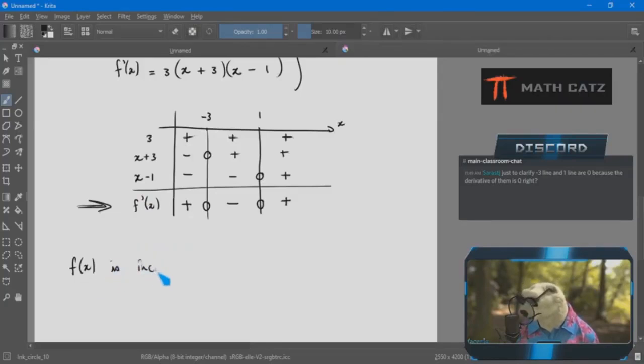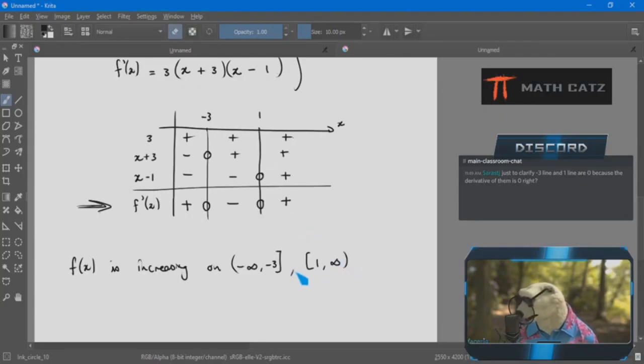F is increasing on, first interval, -infinity to -3. Infinity always gets a round bracket. -3 gets a square bracket because there is a point, but nothing past that. Then I'm going to turn downhill. 0 is okay. Downhill? No, that's not increasing anymore. And of course, I also have the last interval, 1 to infinity.